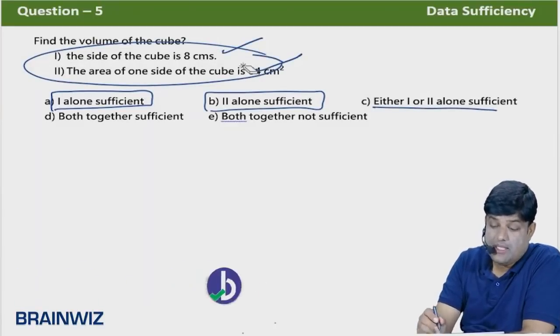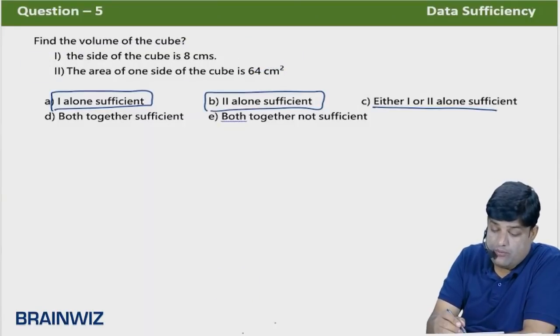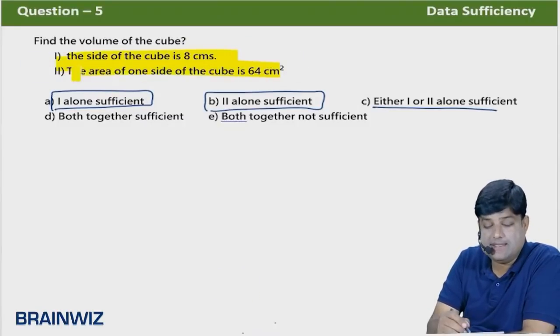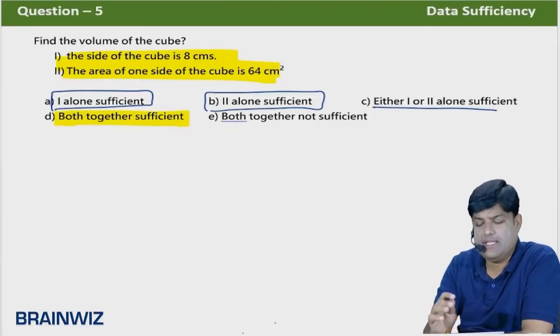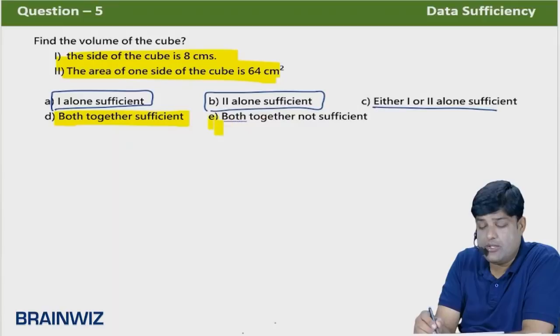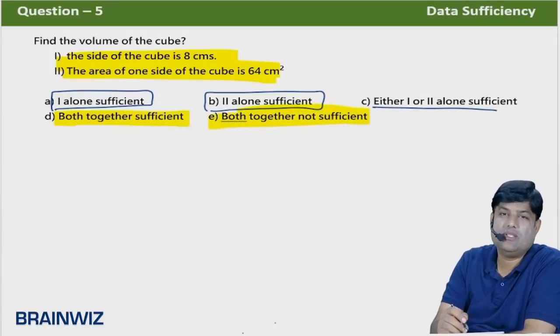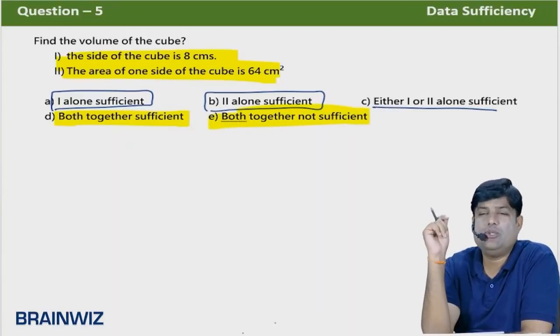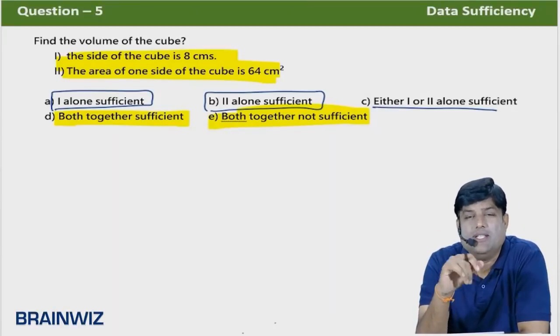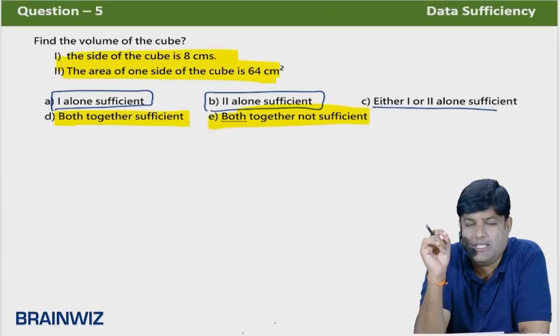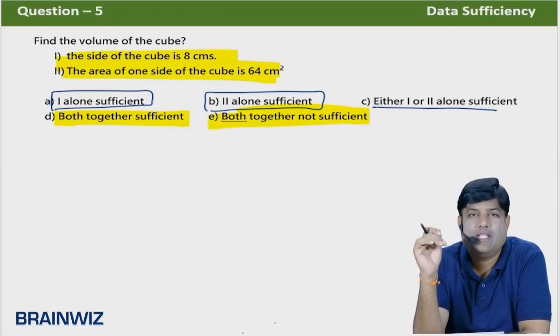If you think that sir, I need both 1 and 2, both are necessary, then your answer is D. If you think that even if you club these together, you are not able to answer, then your answer is E. So in the following 2 statements on the screen, you have to understand which statement is sufficient to find out. So data sufficiency comes a little bit critical sometimes in Infosys. So don't worry about that.